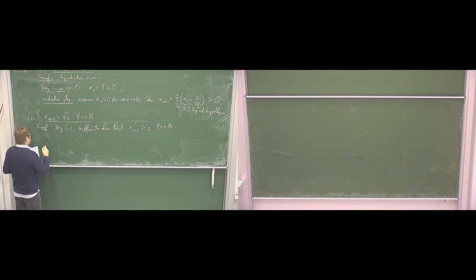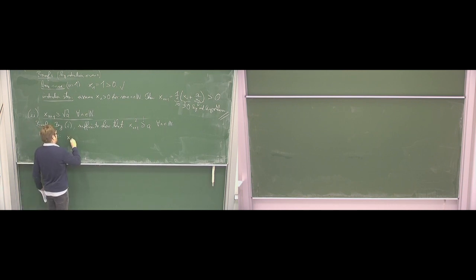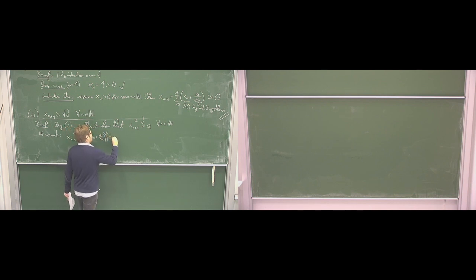Okay, and this we can easily compute. Not easily, but we can compute this. We take x_{n+1} squared. By definition, or by the recursion step that we have here, this is the same as 1/2 (x_n + a/x_n) squared, which is of course the same as 1/4 of this term in parentheses squared.